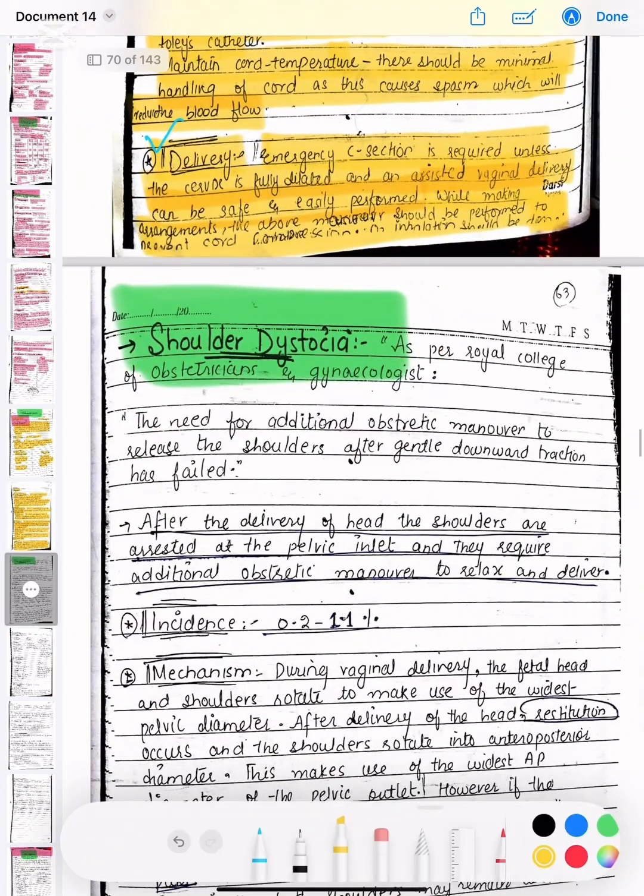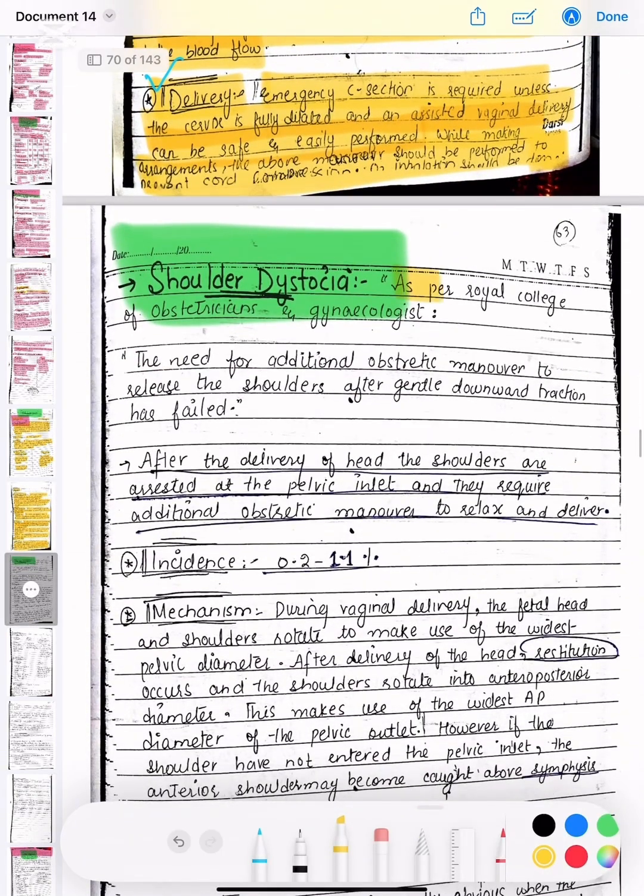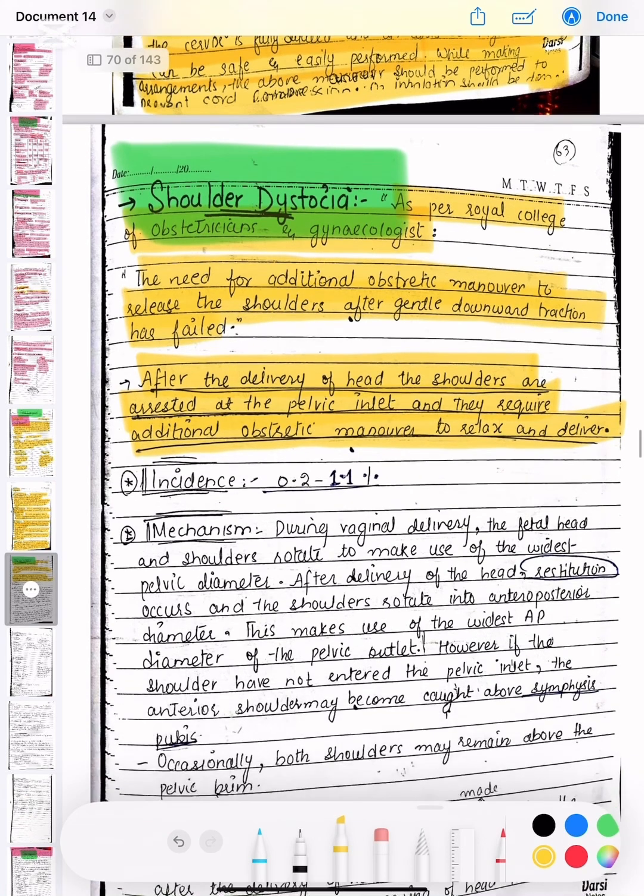Now, coming towards shoulder dystocia. As per the Royal College of Obstetricians and Gynaecologists, it is the need for additional obstetric maneuvers to release the shoulders after gentle downward traction has failed. After the delivery of the head, the shoulders are arrested at the pelvic inlet and they require additional obstetric maneuvers to relax and deliver. So this is shoulder dystocia.